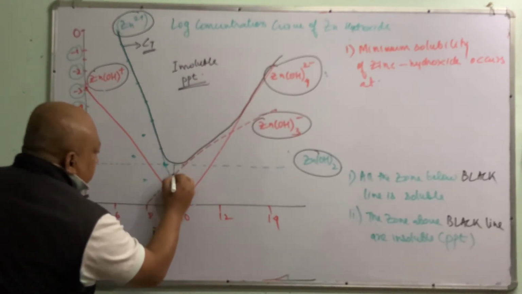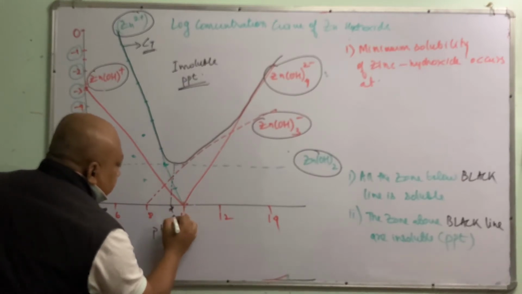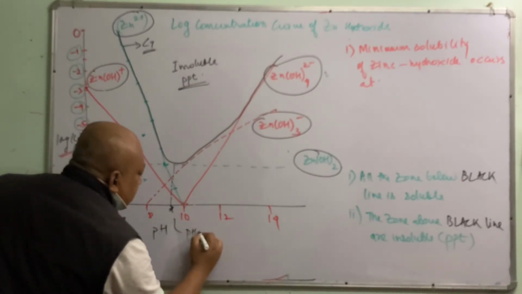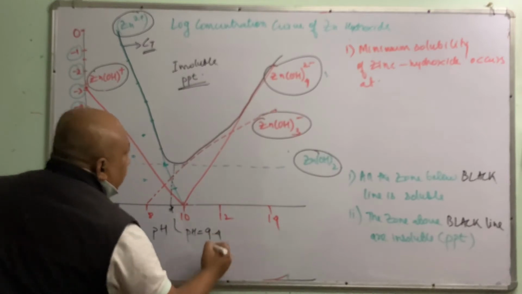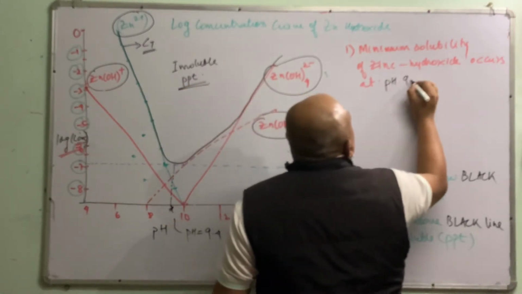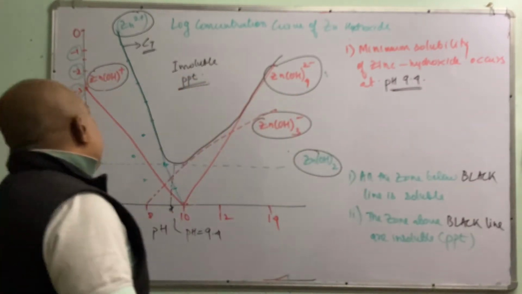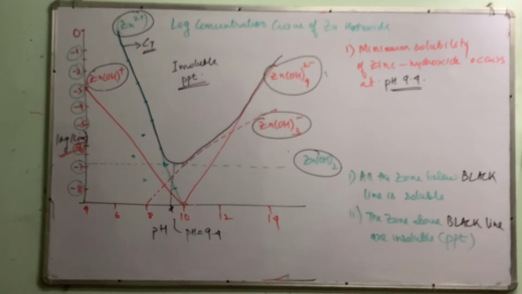This point, correct? And this one is pH 9.4. So the minimum solubility occurs at pH 9.4. Okay? Is it clear? The minimum solubility.